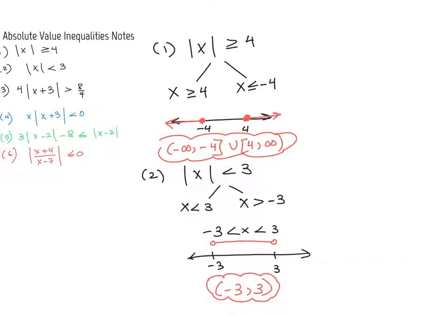So remember, if it's greater than a number, then it's greater than 4 and less than negative 4. If it is less than 3, then it's going to be between negative 3 and 3. So keep that in mind: every time it's greater than, we have 2 different inequalities. If it is less than, we again have 2 different inequalities, but they can be grouped into one because it's going to be between 2 numbers, okay? Now let's move on to number 3.